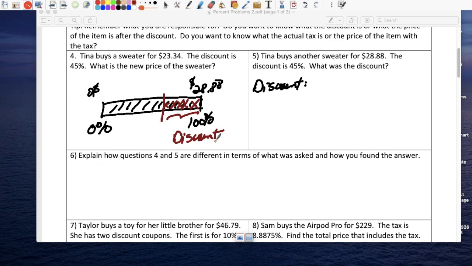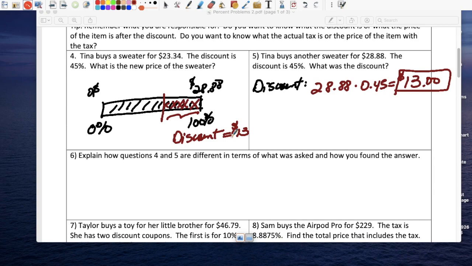What has been discounted? So they actually want you to find out the actual discount. Well, this one's easy, right? 28.88, multiply that by the decimal version, 0.45, and that's going to give us the discount, 28.88 times 0.45. The discount in this case is going to be $13 rounded. Okay, so the discount is 13.